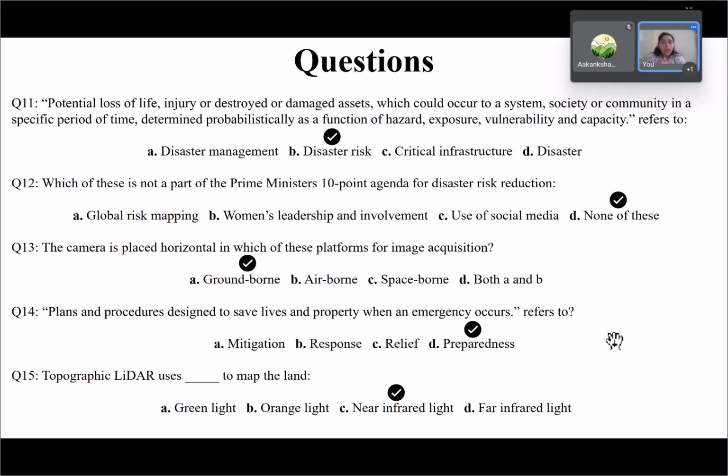Okay. When you make plans and procedures for saving lives, that's preparing yourself. You have planned that you should have better infrastructure, and you are actively building a better structure, that's mitigation. And lastly, topographic is near infrared, which we have already seen in the previous slide.